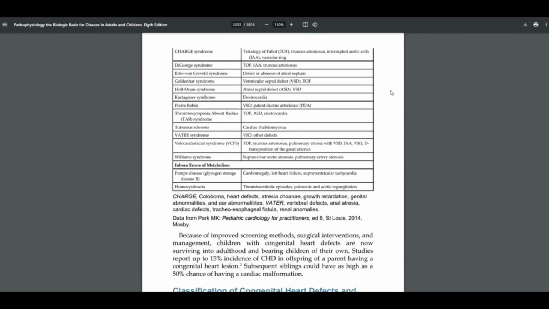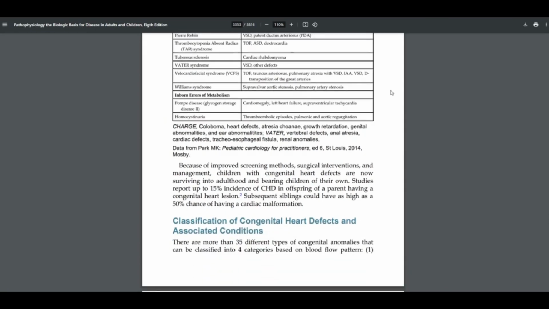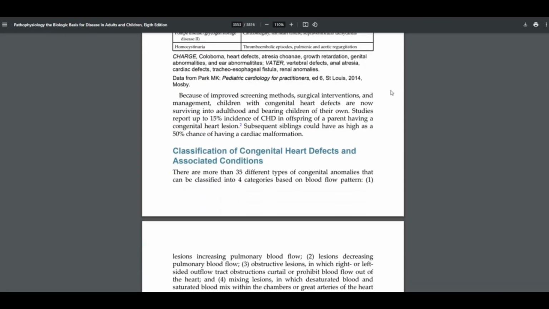So then there's some syndromes here and where they occur. Let's skip right through those then.